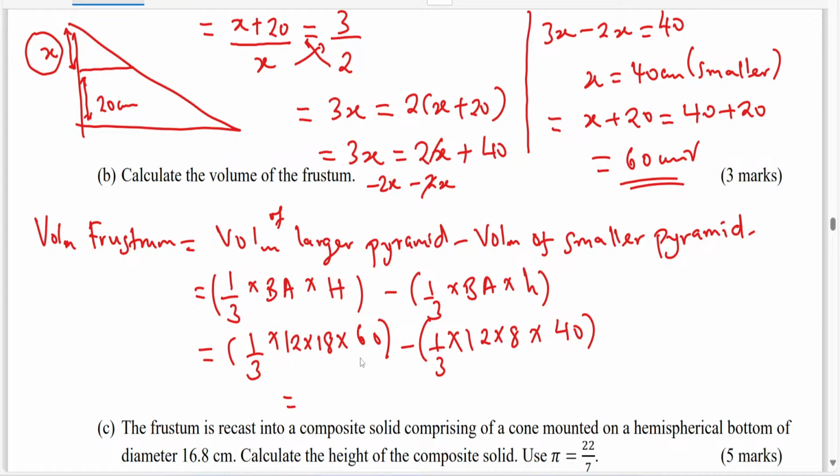Okay, so a third times 12 times 18 times 60 will give you 4320, and I don't have a calculator, use your calculator. So 4320 minus a third times 12 times 8 times 60 minus 20, which is just 40, is 1280. If you subtract these two, then the final answer should give you 3040 cubic centimeter. See, as usual.